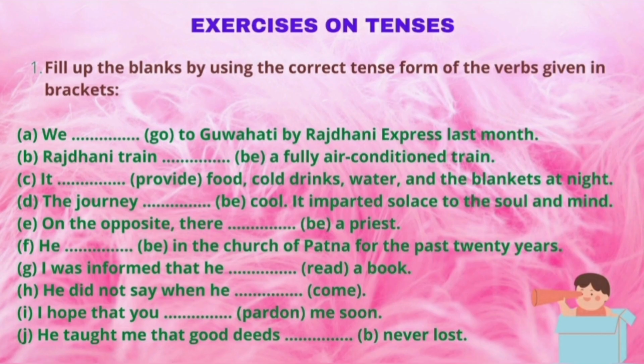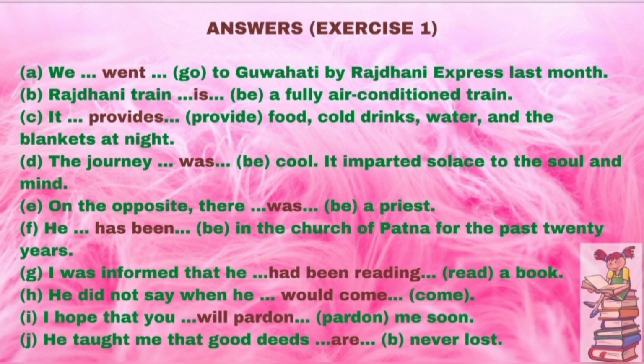On the basis of your understanding of tenses, now solve the given exercises with the correct form of verb. Let us now discuss the exercise. We went to Guwahati by Rajdhani Express last month. Second, Rajdhani train is a fully air-conditioned train. Third, it provides food, cold drinks, water and the blankets at night. Fourth, the journey was cool, it imparted solace to the soul and mind.